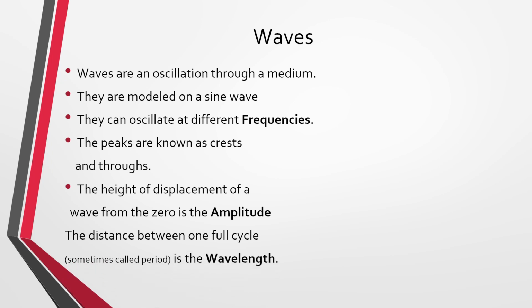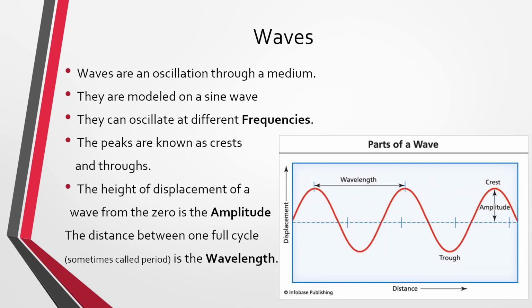The distance of one full cycle, sometimes called the period, is the wavelength of a wave. We can see the example here of the things we were talking about. Let's start with the amplitude. The amplitude here is how far the displacement is from the zero, so from the zero line all the way up to the very peak. The highest peak is known as a crest, and lower peaks are known as troughs. The wavelength is the distance of one full cycle.